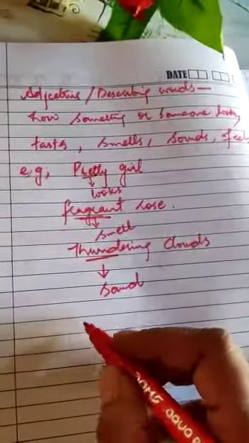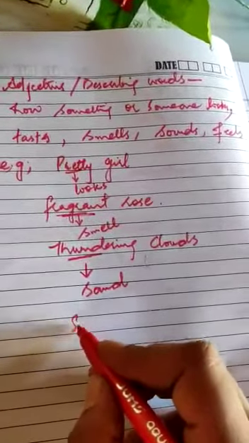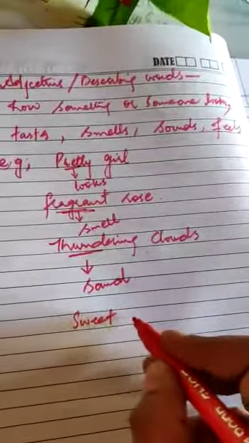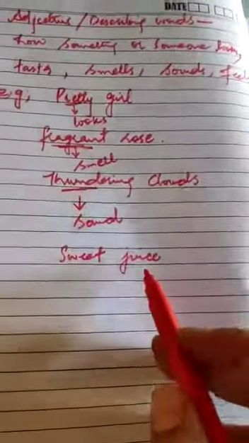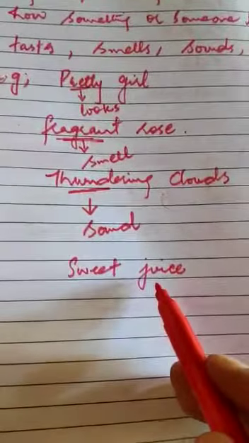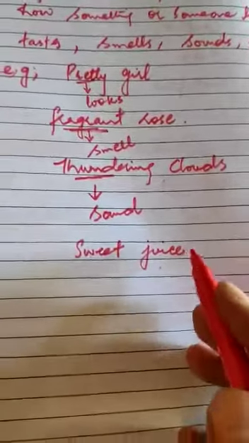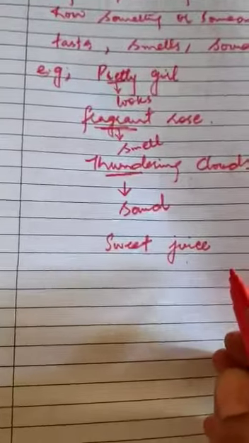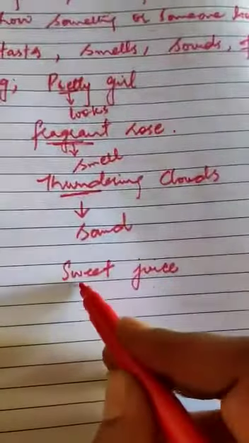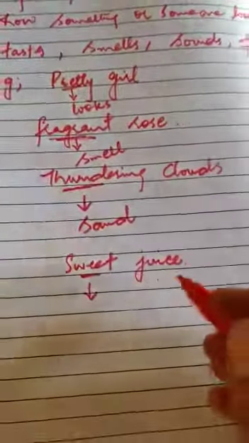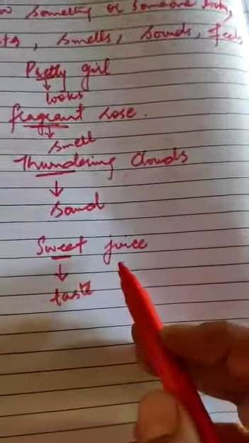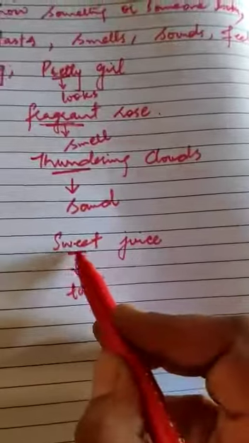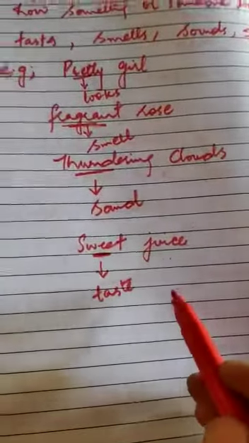We can take one more example. We can write sweet juice. Juice is very sweet. Juice is not bitter. Juice is not sour. Juice is sweet. So sweet tells about taste. The taste of juice. That juice is very tasty. So sweet is describing juice.